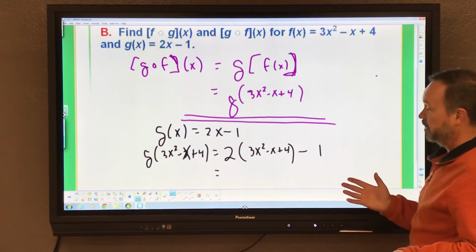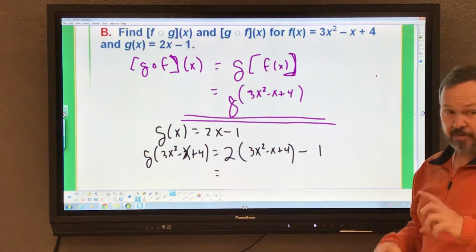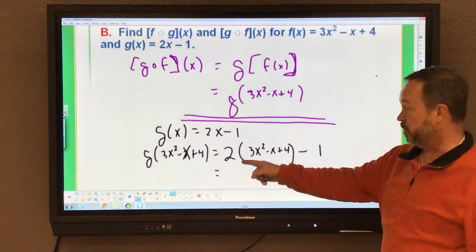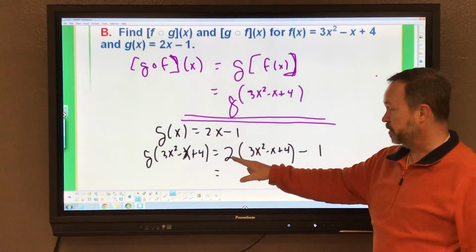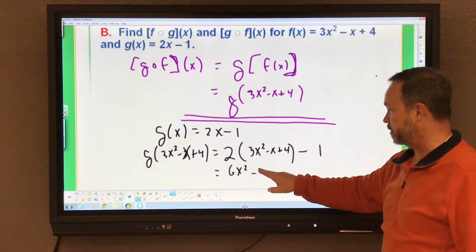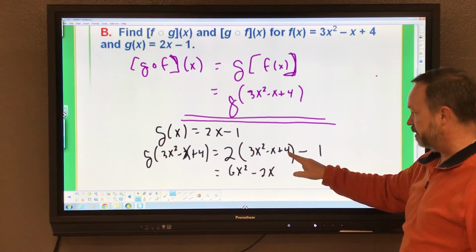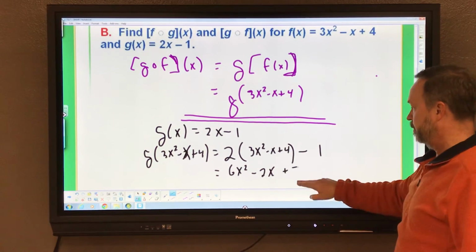This one's actually easier than the last one because there's no square to do, there's no negative to distribute, none of those things to keep up with. I'm literally just going to distribute a positive 2, so that's 6x squared minus 2x plus 8 minus 1. I'm done.